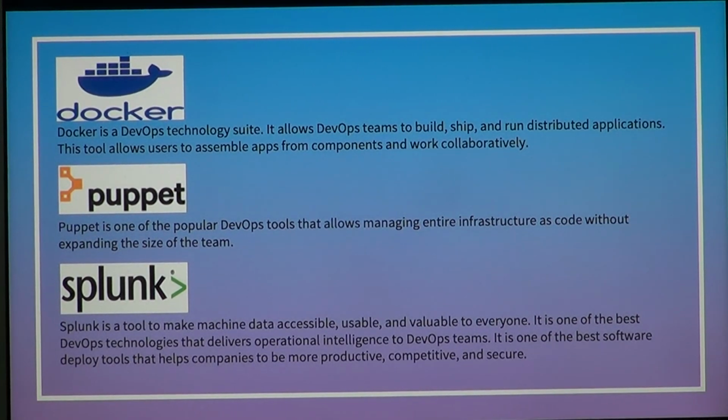Next one is Puppet. Puppet is one of the popular DevOps tools that allows managing entire infrastructure as code without expanding the size of the team. The other one is Splunk.